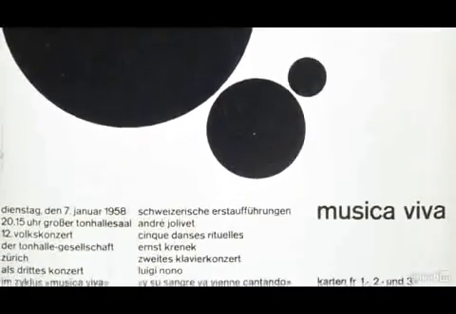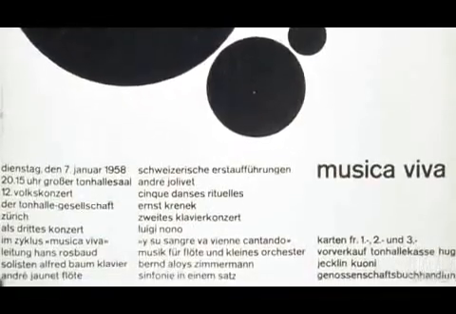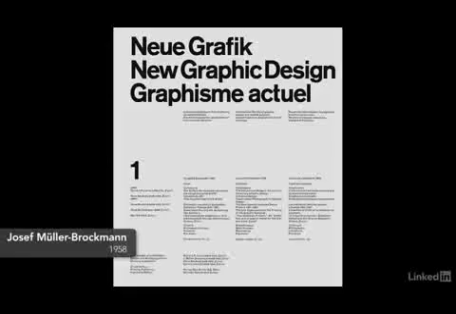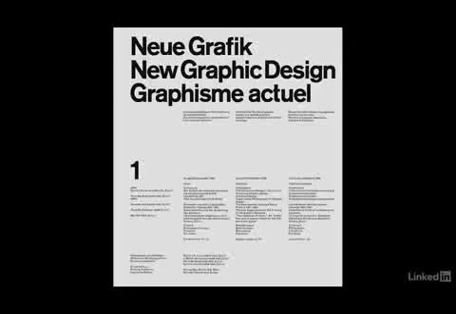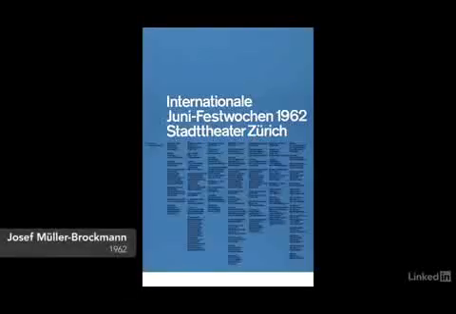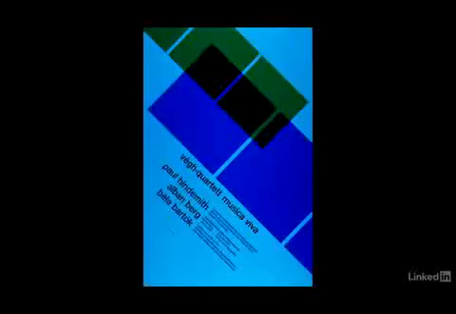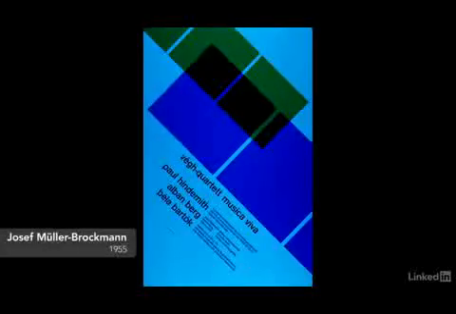Typography and visual elements were scaled mathematically rather than intuitively. He founded and co-edited Die Neue Grafik, or the New Graphic Design Journal. This was written in German, English, and French, and broadened Müller-Brockmann's approach internationally. Many of Jan Tschichold's ideas from the Bauhaus influenced designers in Switzerland, such as Müller-Brockmann, Armin Hoffmann, Ernst Keller, and Max Bill.